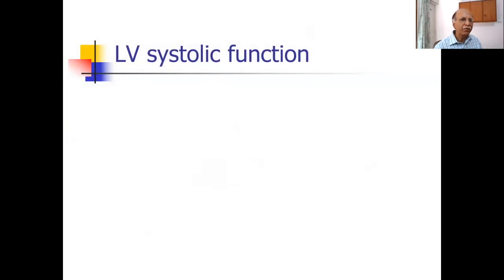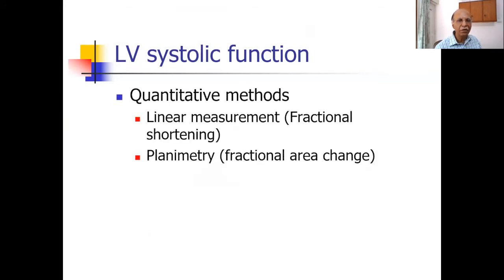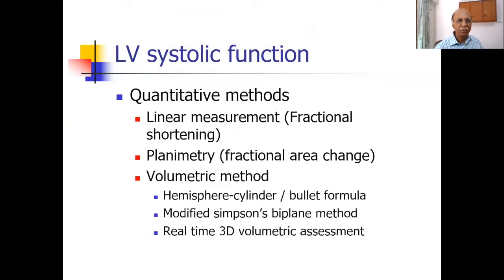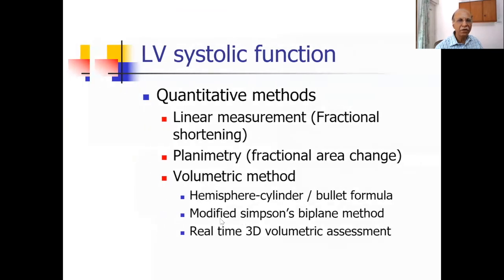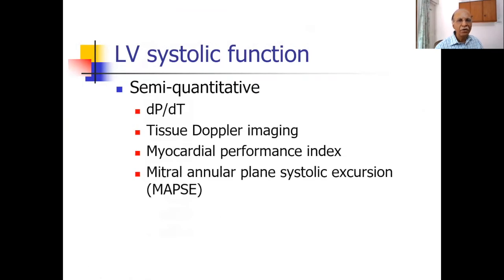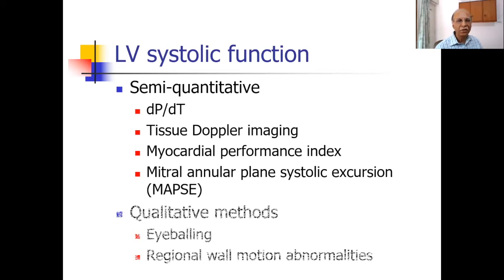So let's look at the various methods of assessing the LV systolic function. It could be quantitative methods in terms of linear measurements or fractional shortening, fractional area change measurements, or volumetric measurements. Several methods, but modified Simpson's biplane method is the one which is recommended. Then you have the semi-quantitative measurements such as dP/dt, tissue Doppler imaging, myocardial performance index, and MAPSE or mitral annular systolic excursion. Then you have finally qualitative methods such as eyeballing and regional wall motion abnormalities.